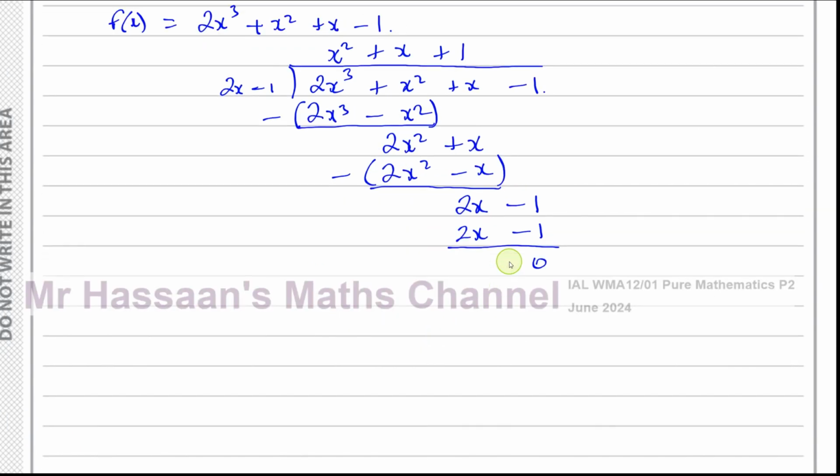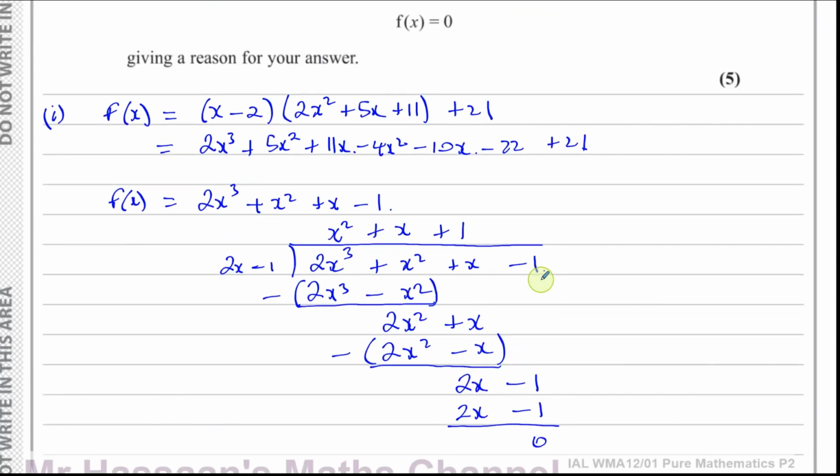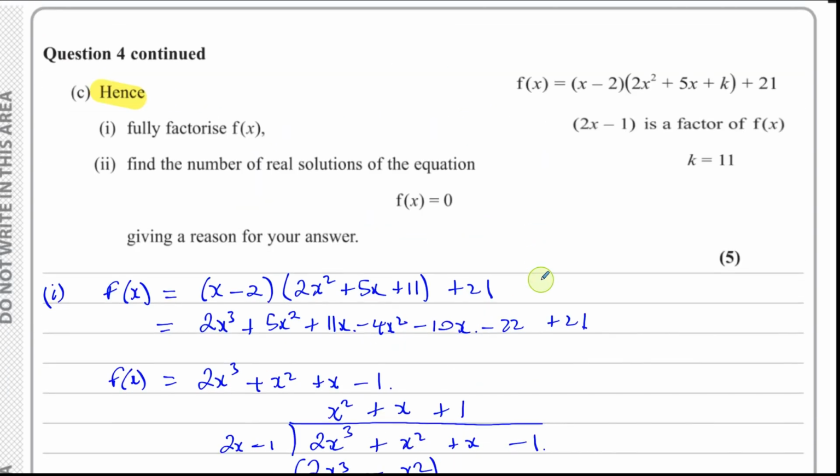So therefore, we can say that f of x can be expressed as 2x minus 1 times the quotient x squared plus x plus 1. And this doesn't factorize any further. There's no numbers that you multiply to give you 1 and they also add to give you 1. There's no such two numbers that you multiply together to give you 1 and they add to give you 1. So there's no way to factorize this any further. Right? That's part 1. Okay, that's fully factorized.